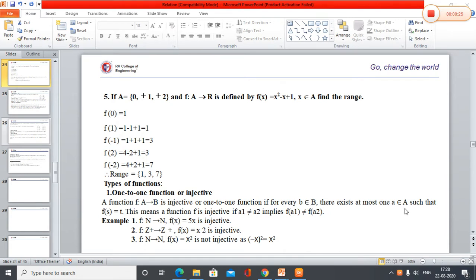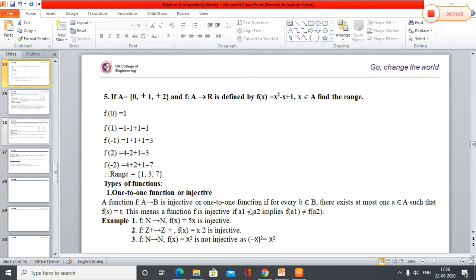Or in other words, we can say that a function is one-to-one or injective if every element of set A has a unique image in set B. That is called a one-to-one function. So that means more than two elements cannot have the same image in B. Obviously, for every element of B, there exists at most one a in set A. A function is injective if this condition is satisfied: if a1 is not equal to a2, then f(a1) is not equal to f(a2).